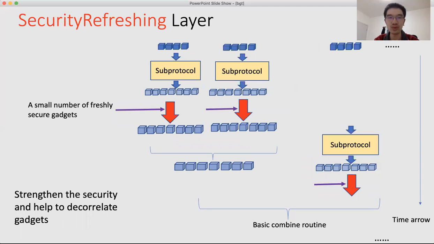So what we're going to do is to use a new layer called security reflection layer. And the properties from the security reflection layer will help us decorrelate these keys and guarantee the output keys will be exponentially secure. And this layer will consume some small number of virtually secure gadgets, but it can strengthen the security for each of the input keys.